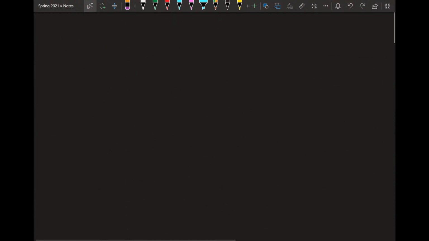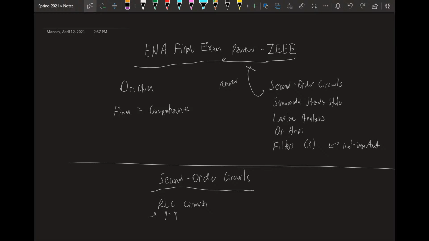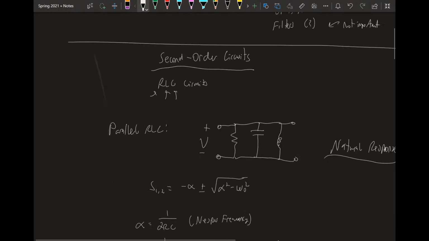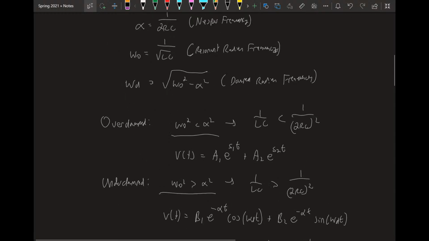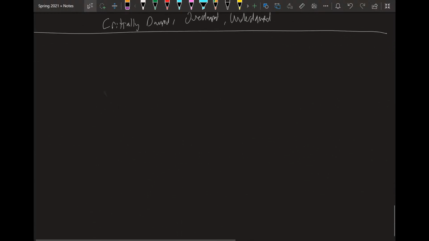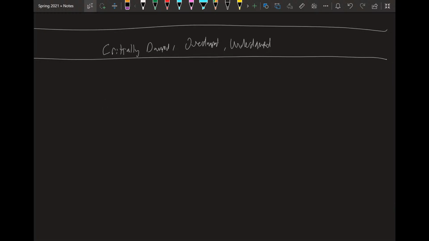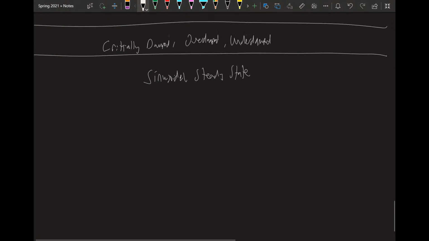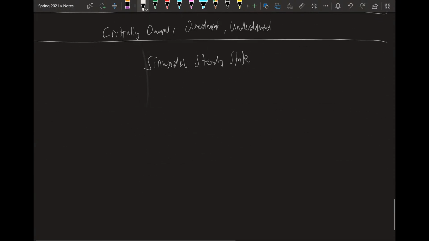What was next in the agenda? Sinusoidal steady state. In any case, I didn't see Dr. Chu asking for a full solution of a second order circuit. And note the hard part is finding these initial conditions.